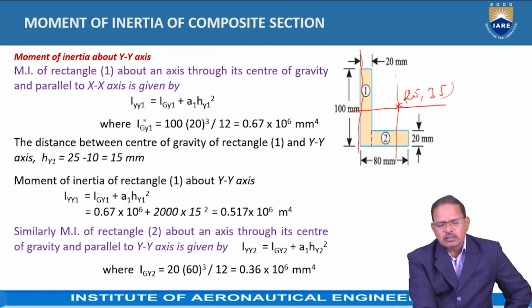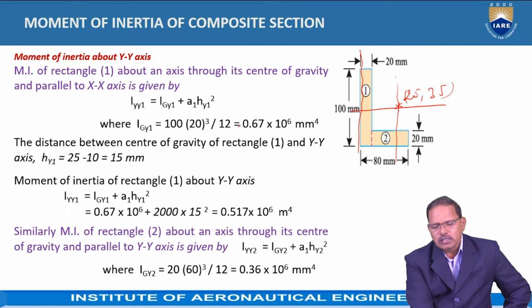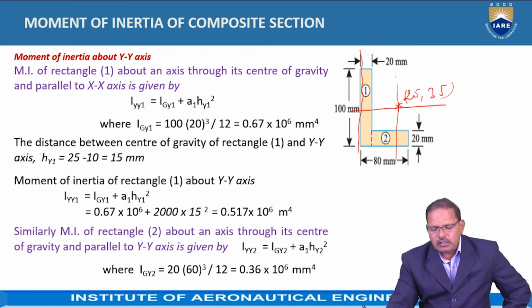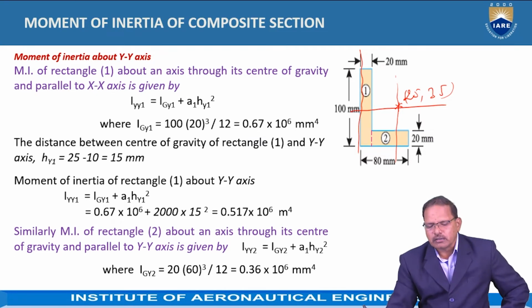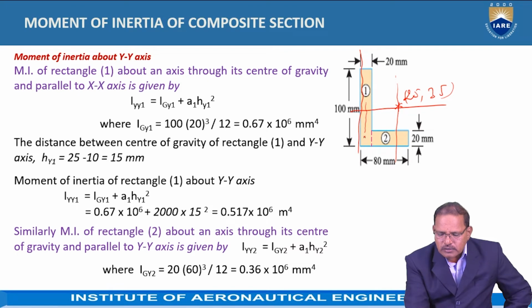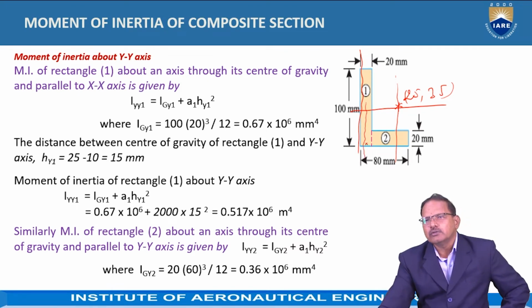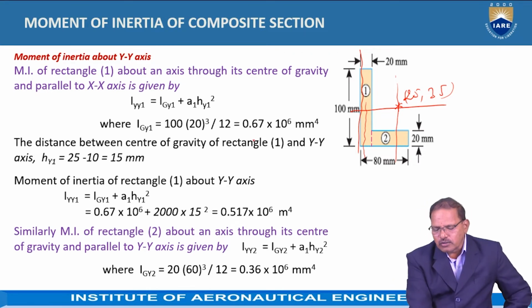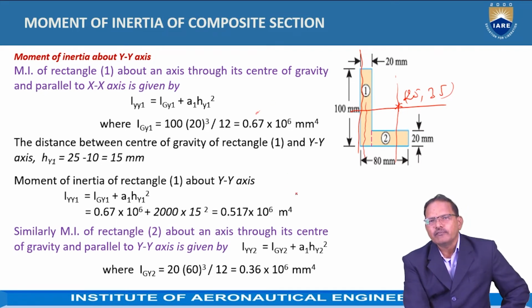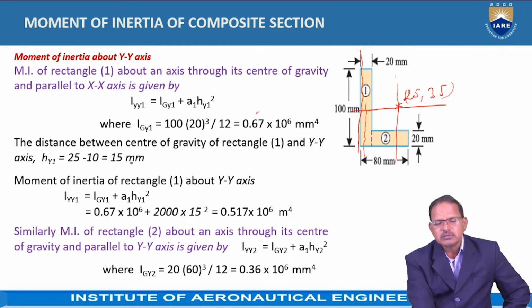Using the theorem, Iy1 is equal to Igy1 plus A1 Hy1 square, where Igy1 represents the moment of inertia of the first rectangle about the vertical line. The vertical line passes through like this. In this, the dimension divided is 20. Hence, 100 into 20 cube by 12, which is equal to 0.67 into 10 to the power of 6 mm to the power of 4. The distance between the center of gravity of rectangle 1 and the y-axis is equal to 25 minus 10, which is equal to 15 mm. Already just given.